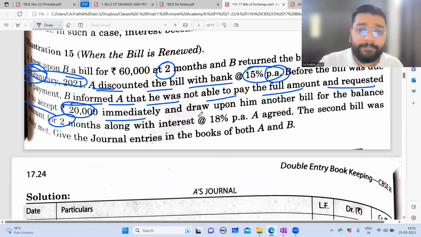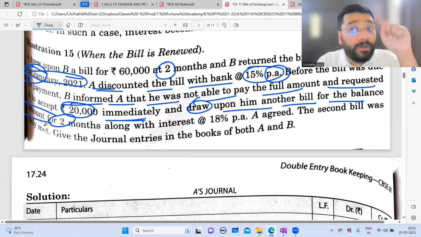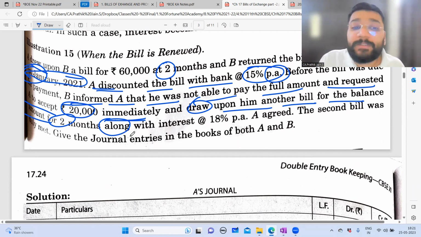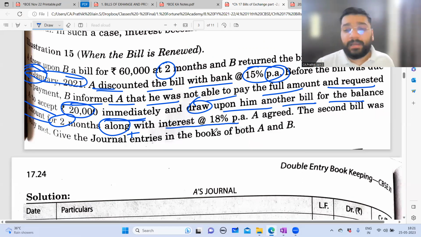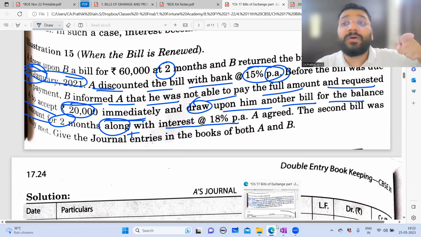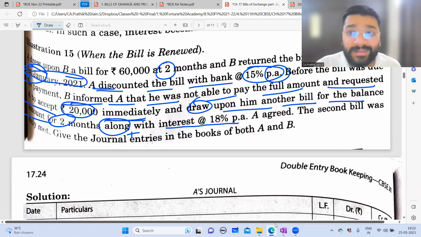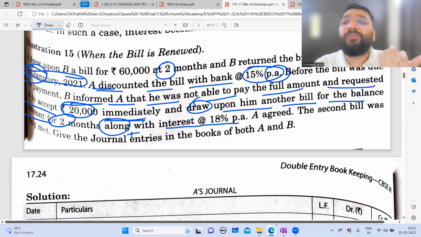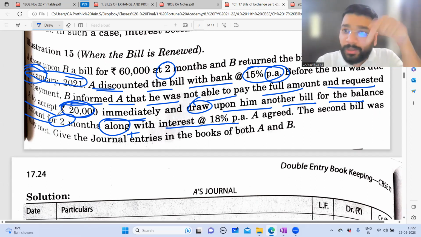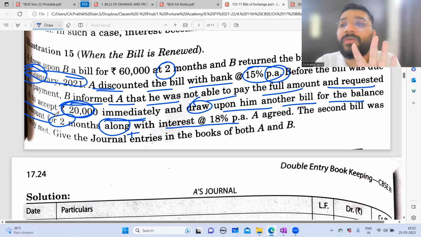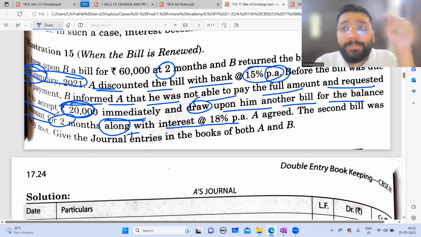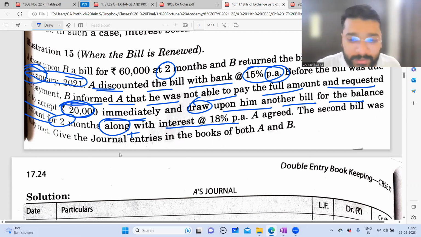Now what he's telling is, please accept this 20,000 immediately and draw upon him another bill for the balance amount, 40,000, along with interest of 18% per annum. Now we have to calculate interest on what amount? 60,000 or 40,000? 40,000, because the extension is given for 40,000. You got 20,000 rupees on the due date, as promised. Out of 60, you got 20. So for 40,000 only there is an extension of the period, so the interest has to be calculated on the extended amount. So the extended amount is what? 40,000 rupees.